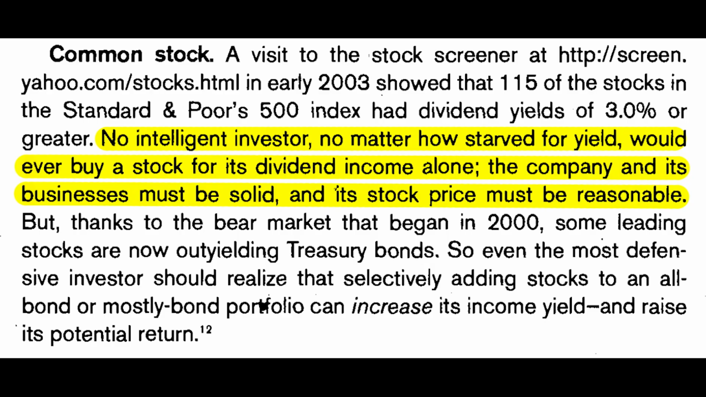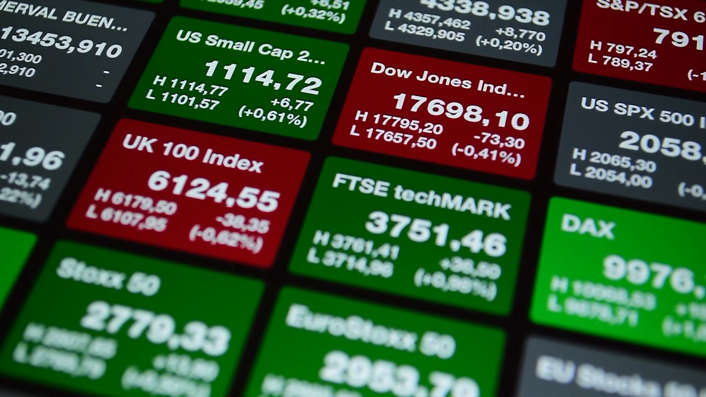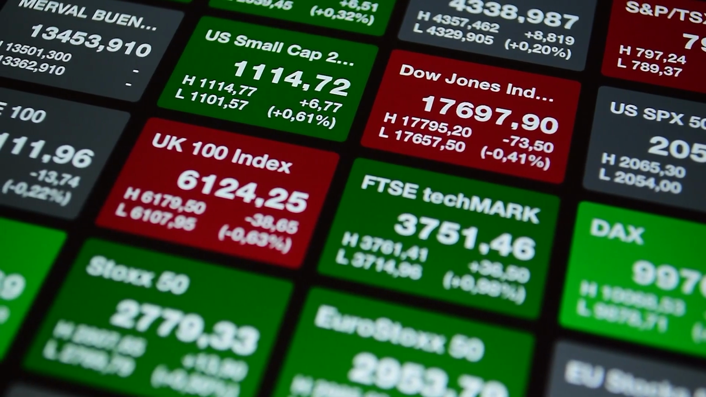But now let's move on to the last page of this chapter, which is page 111. "No intelligent investor, no matter how starved for a yield, would ever buy a stock for its dividend income alone. The company and its business must be solid, and its stock price must be reasonable." This passage is saying that no intelligent investor would ever buy a stock just for the dividend yield it offers. When you're investing, you may notice stocks that have dividend yields that seem insanely high, like 20% or more. However, these stocks usually have high dividends because they're unsustainable or extremely risky investments.